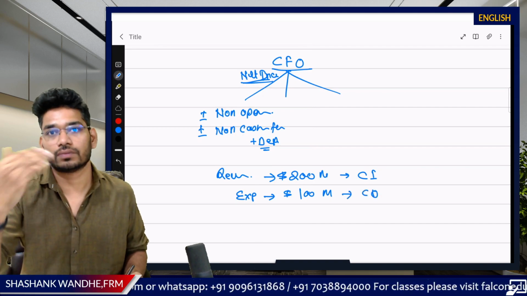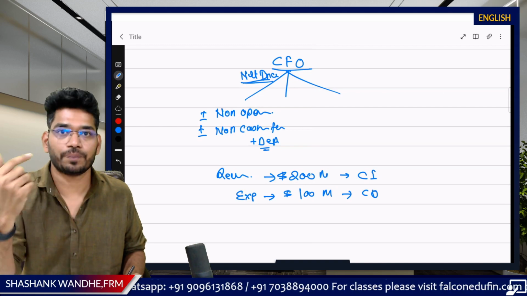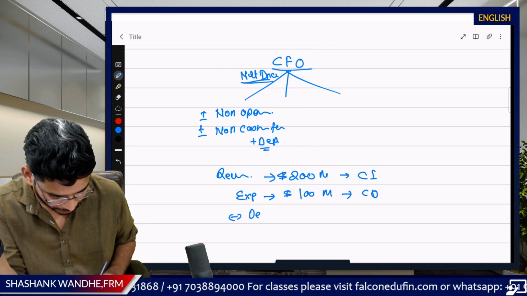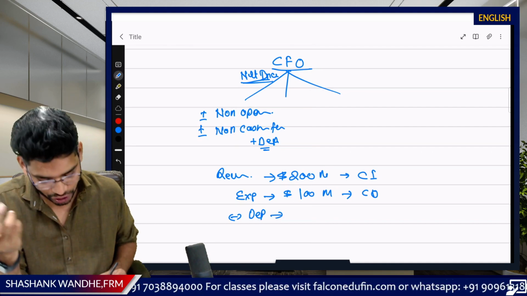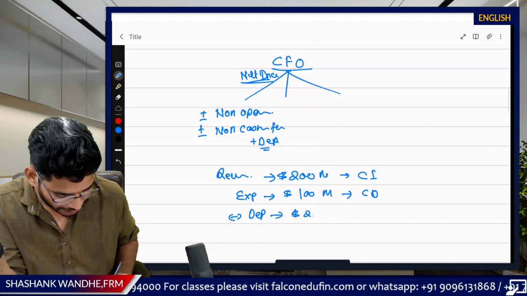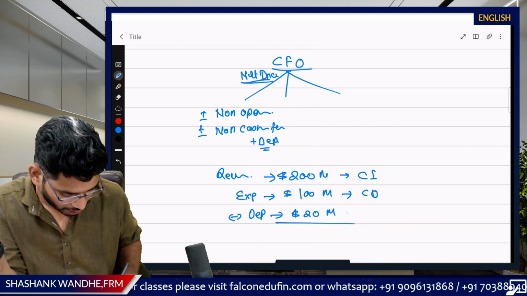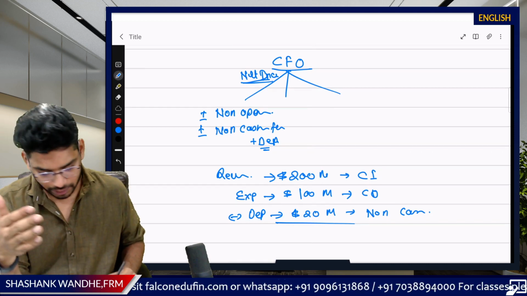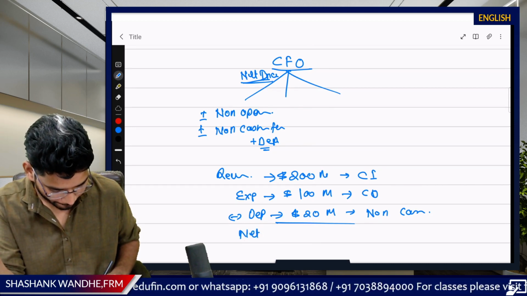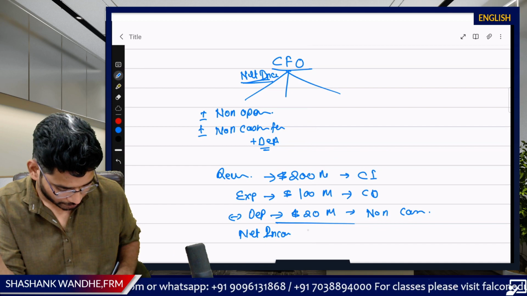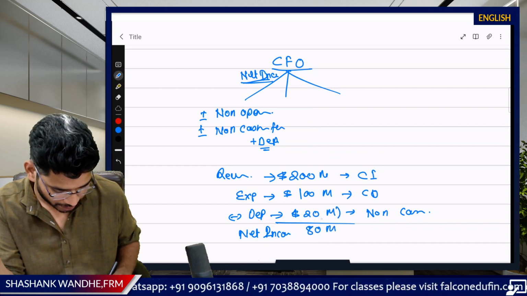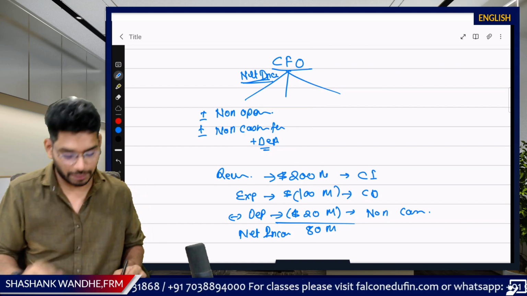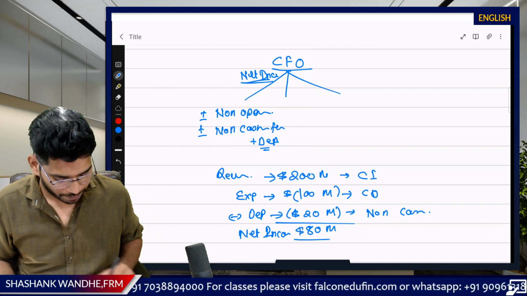Okay, so revenue 200 million, cash inflow, expenses 100 million, cash outflow, and say there is a depreciation expense, which is of non-cash nature, say 20 million. Now if I calculate the net income here, you will subtract this, so 200 minus 120 is 80 million. This is your net income.